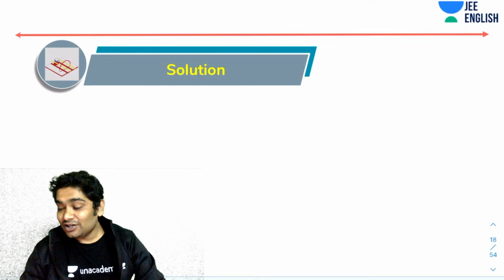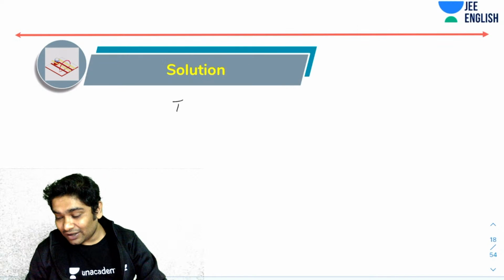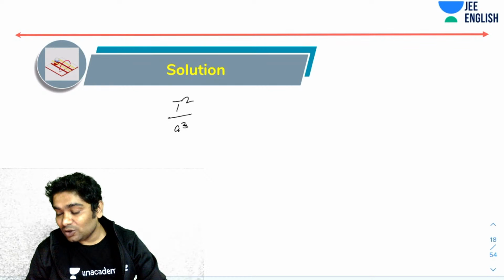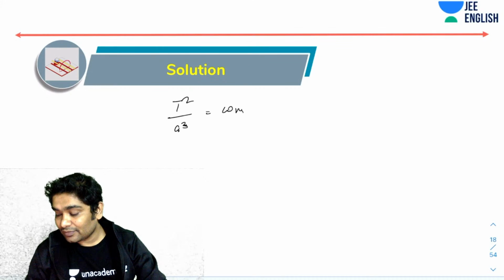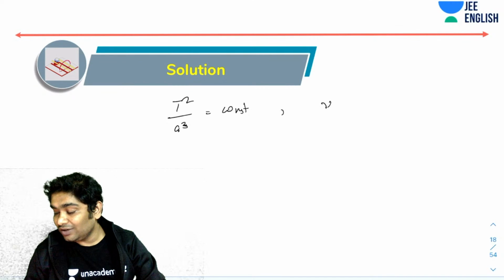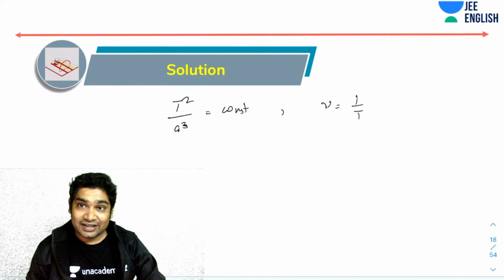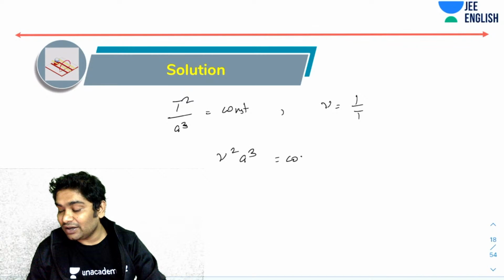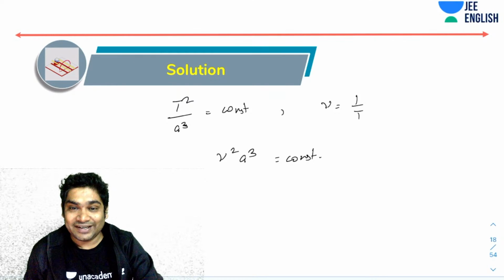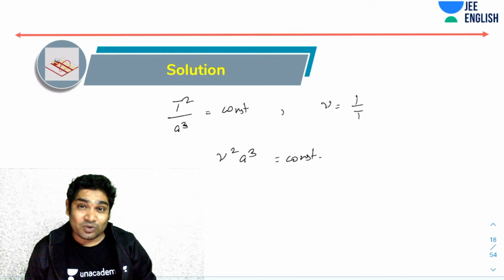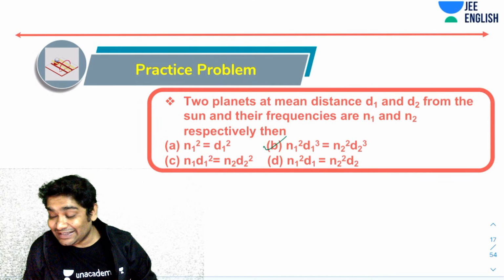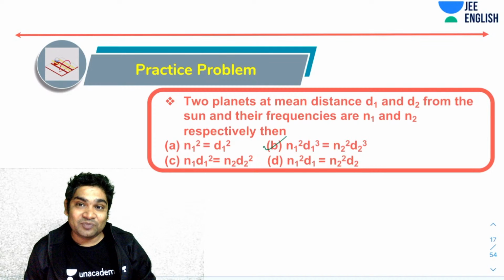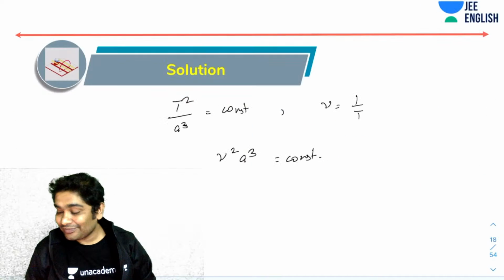Okay, that is correct. Kepler's law told you that T squared over a cubed is constant. Now, the frequency nu is 1 over T. If I replace T with 1 over nu, then nu squared times a cubed would be constant. That's about it. So since nu squared times a cubed must be constant, B is the correct answer: n1 squared d1 cubed equals n2 squared d2 cubed. All right, let's try another one.